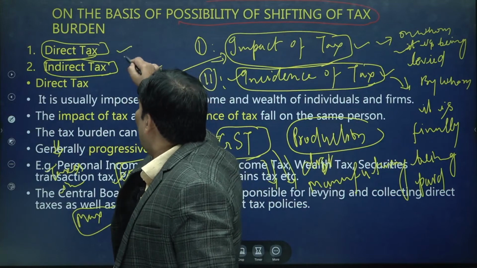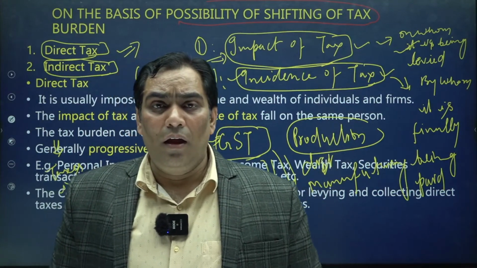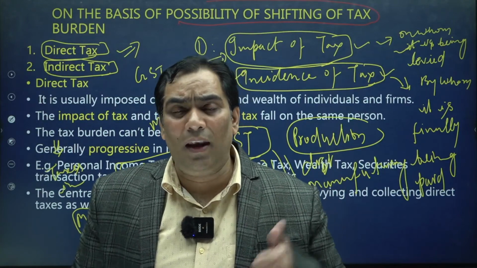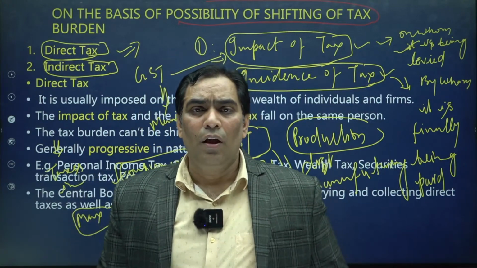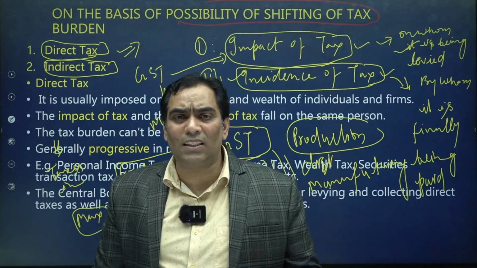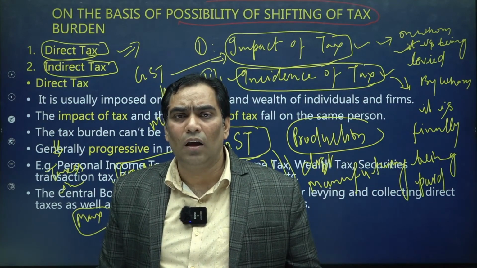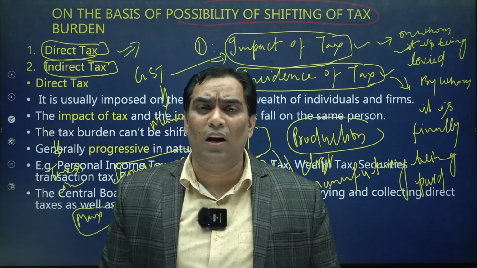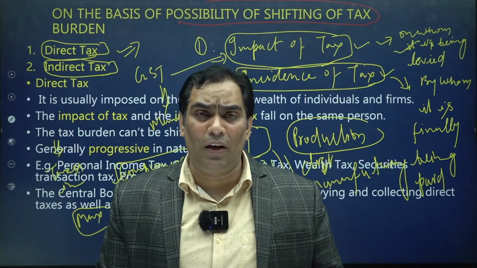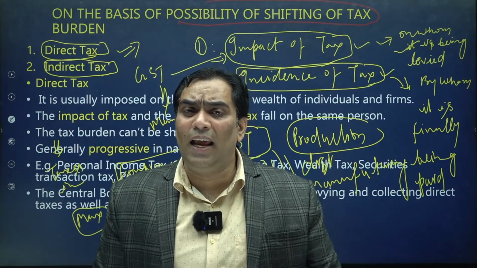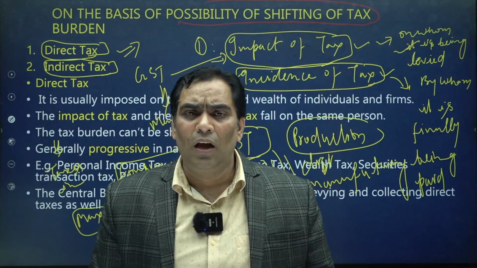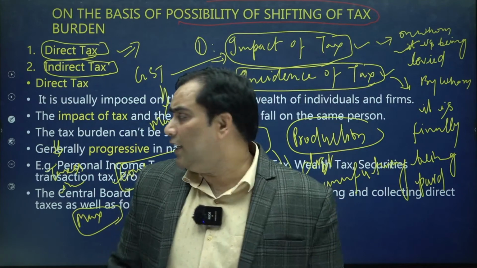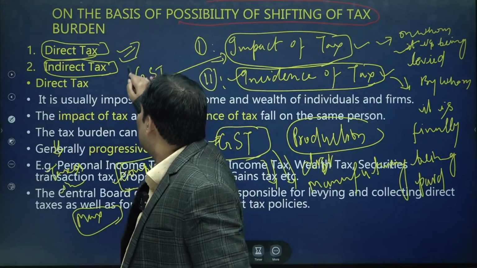So direct taxes are those taxes in which the burden of taxes cannot be shifted to others, whereas indirect taxes are those taxes which are levied on the manufacturer, at the production or distribution stage, and the impact of taxes is on one person, whereas the incidence of tax is on another person. That type of taxes are known as indirect taxes.